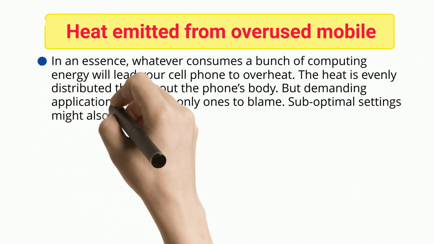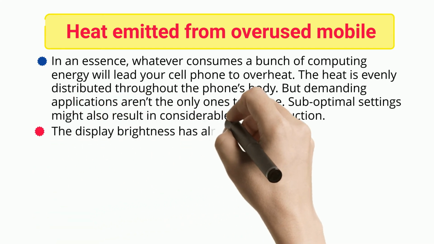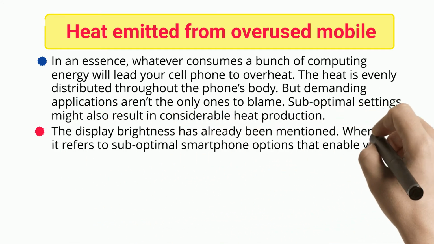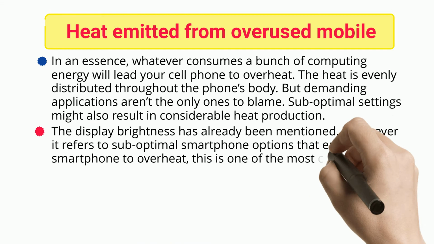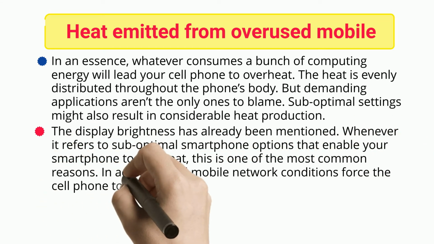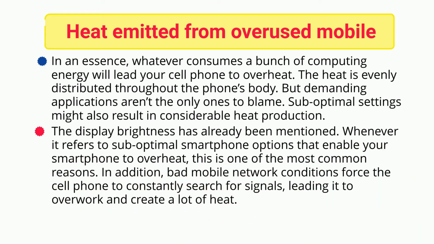But demanding applications aren't the only ones to blame. Suboptimal settings might also result in considerable heat production. The display brightness has already been mentioned. When it comes to suboptimal smartphone settings that enable your smartphone to overheat, this is one of the most common reasons. In addition, bad mobile network conditions force the cell phone to constantly search for signals, leading it to overwork and create a lot of heat.